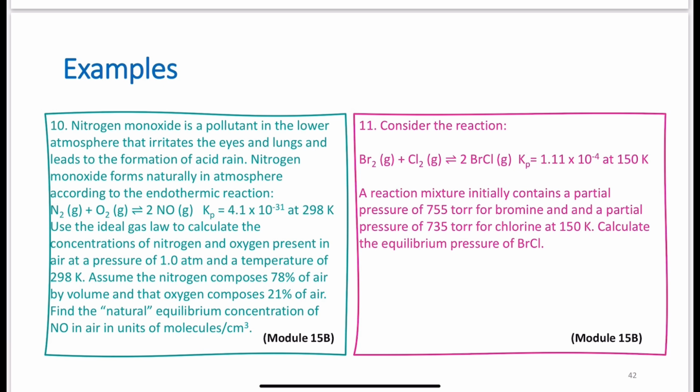Okay, what do we have here? We have a nitrogen thing. Nitrogen monoxide is a pollutant in the lower atmosphere that irritates the eyes and lungs and leads to the formation of acid rain. There's a lot of words there. They are useless words. They're interesting words, but they're not helpful to the question at hand. So, nitrogen monoxide forms naturally in the atmosphere according to the endothermic reaction.